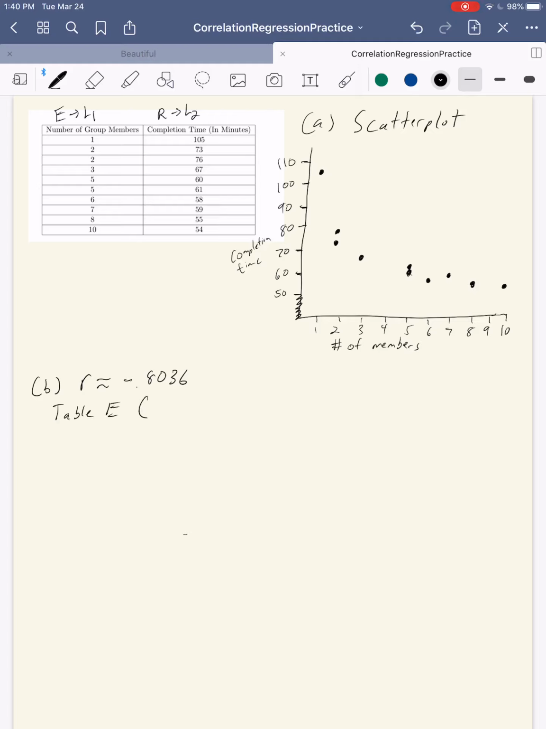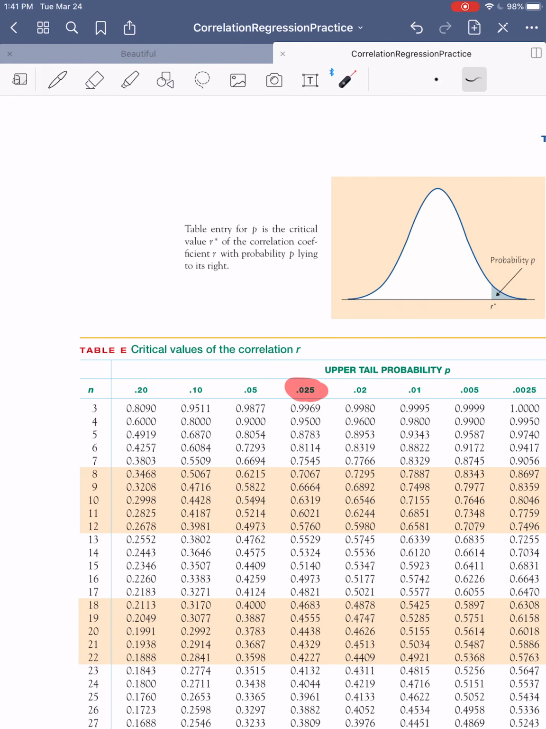Table E. We had 10 data points. We know that because they said that they had 10 different groups, but we can also just count: 1, 2, 3, 4, 5, 6, 7, 8, 9, and 10. So we do have 10 data points. We can look that up on table E all the way here.